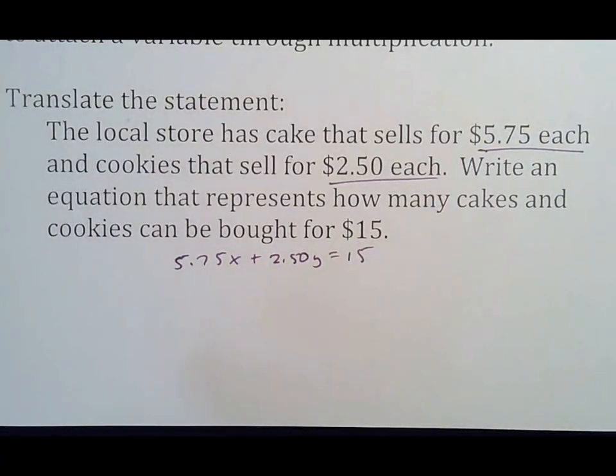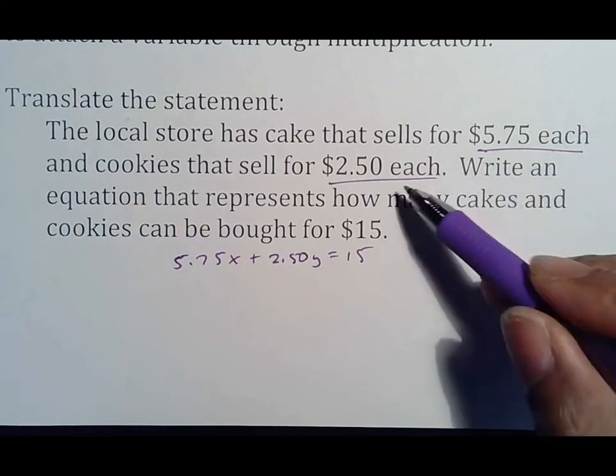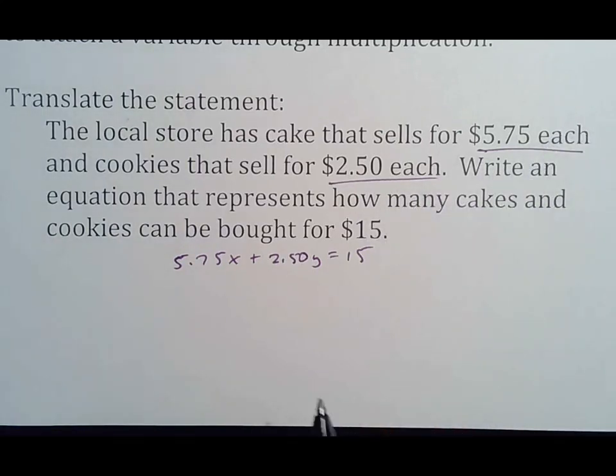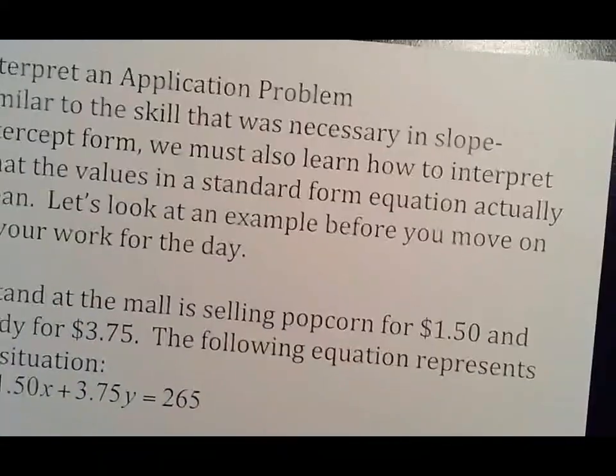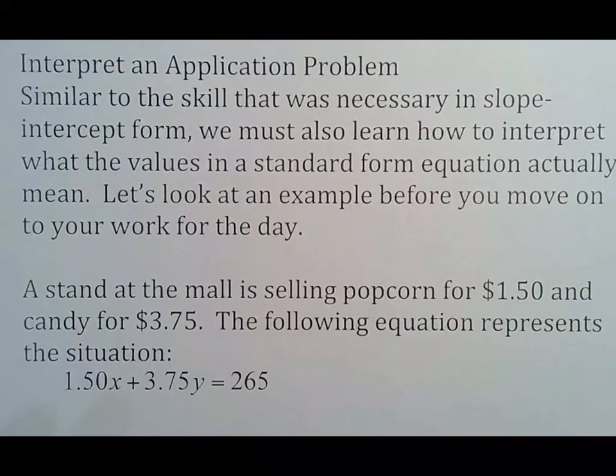Notice how this is now in standard form. I have two variables on one side, the number on the other side. That would be our situation. So again, whenever you have two things that have an each on it, it's probably going to be set up in standard form, whereas you have the other ones where it's just one each and you go ahead and work it out as if it was slope-intercept.